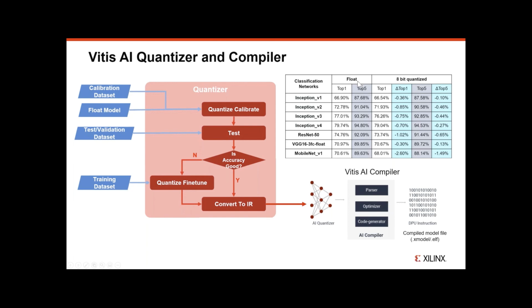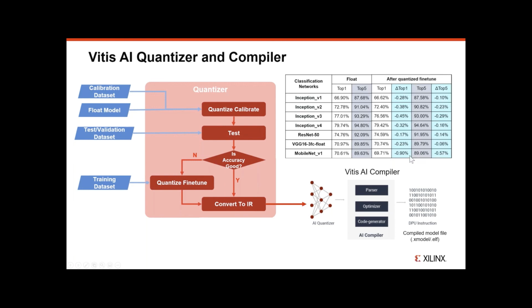And what we're showing here on the top right is the accuracy of a variety of classification networks. You can see the floating point accuracies here for the top one and top five, and then you can see the 8-bit quantized. Now these numbers are actually without any fine tuning. These are common models that you'll find in the public domain: Inception v1 through v4, ResNet 50, MobileNet v1. You can see that for virtually all of them, except for MobileNet v1, we're within 1% accuracy degradation. So we're very close to the initial model accuracy without actually doing any fine tuning.